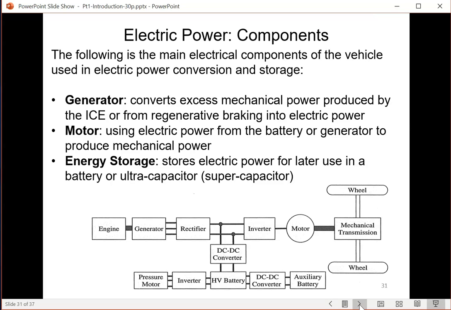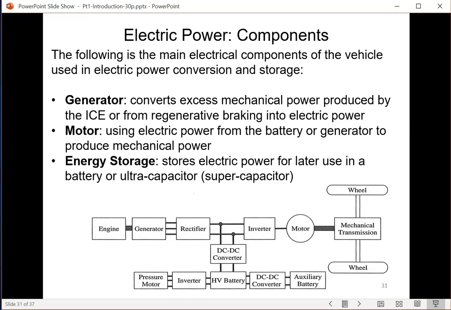And of course, when the motor is used in the reversed mode, it can also produce electrical power from braking energy. So there are three key components here: the generator, the motor, and electrical storage, that's either batteries or ultracapacitors.